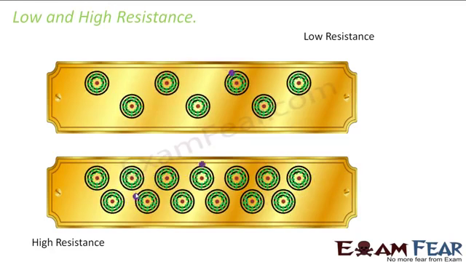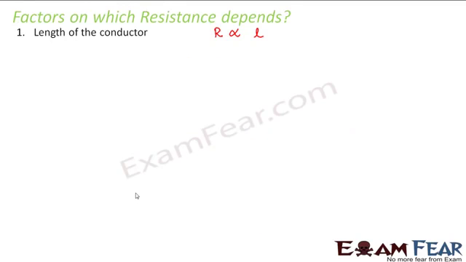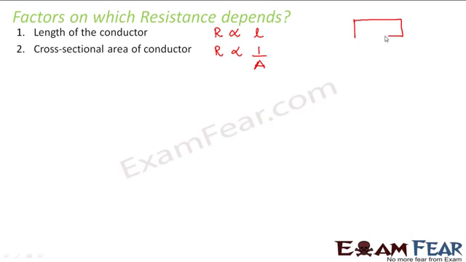So the collision will reduce. So we can say that resistance is inversely proportional to area. If you increase the area, the resistance will decrease. It is something like this. Let us suppose this is the length of a conductor. In this length, you have these many atoms. So that means the free electron will collide with these many atoms. Now, if you increase the length of the conductor, the number of atoms will also increase, right?